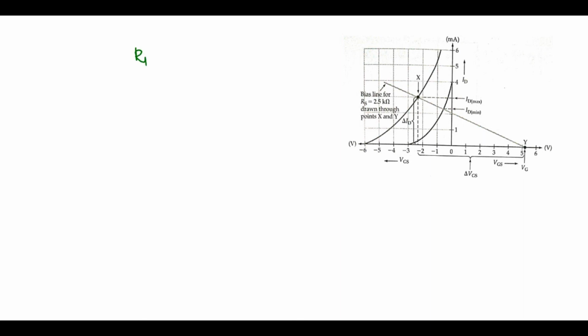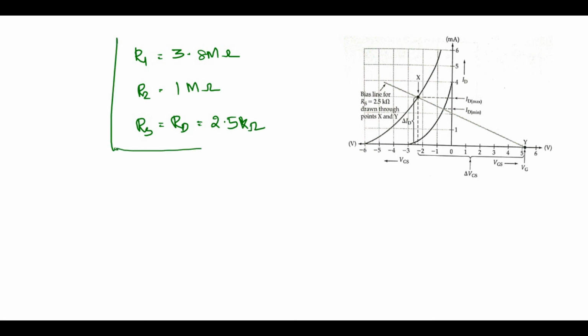So here R1 value is 3.8 mega ohm. R2 is typically 1 mega ohm. Then we obtain the other values, RS equal to RD equal to 2.5 kilo. Hence we obtained the values of R1, R2, RS and RD. Thus you can now design. You have done the design of voltage divider bias of JFET amplifier.